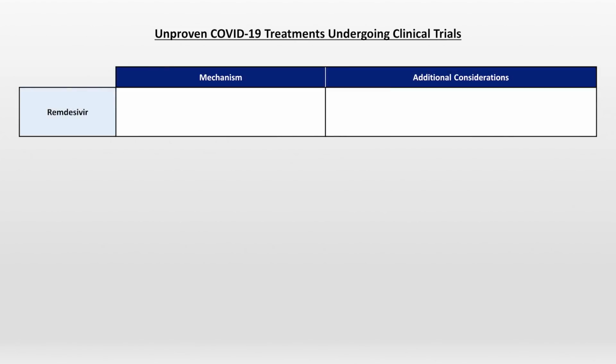As everyone is aware, there are a number of unproven COVID-19 treatments that are currently undergoing clinical trials. This won't be an exhaustive list, but I'll go through some of the ones which are currently most commonly discussed. First up is remdesivir, which is a novel nucleotide analog that interferes with viral RNA-dependent RNA polymerase, which is an enzyme necessary for RNA viruses like SARS-CoV-2 to replicate its genome.